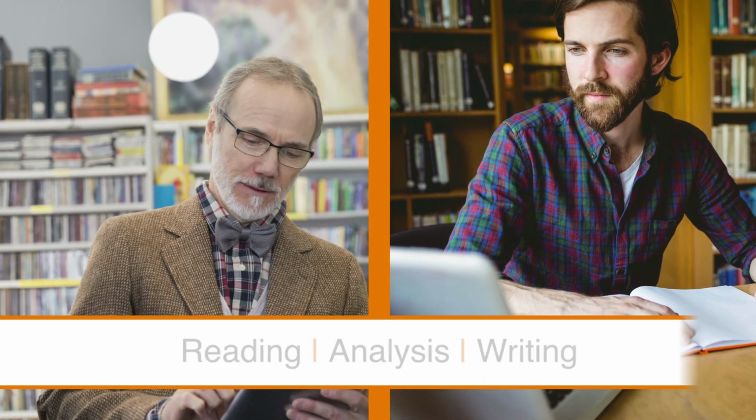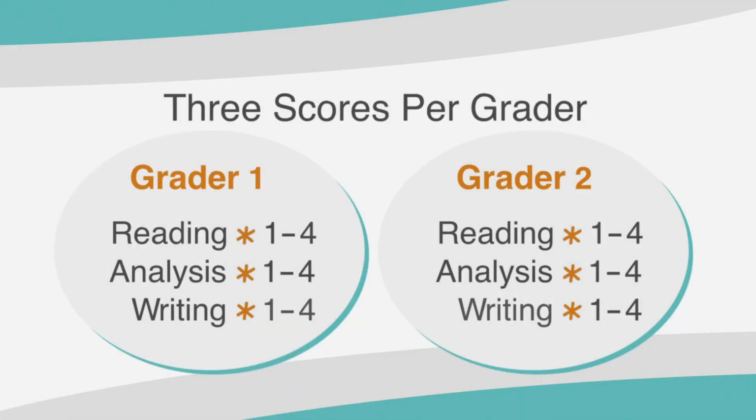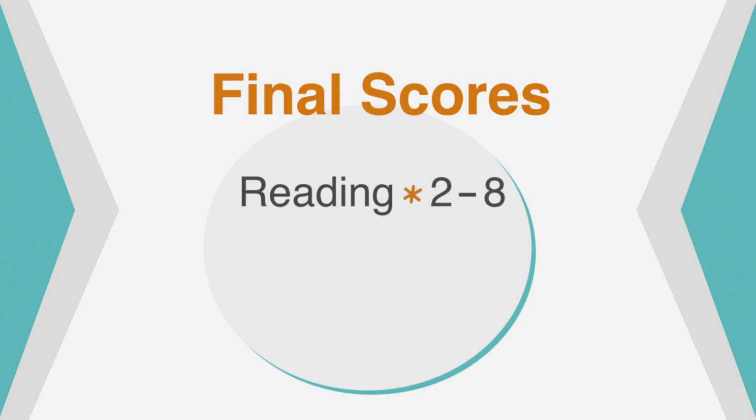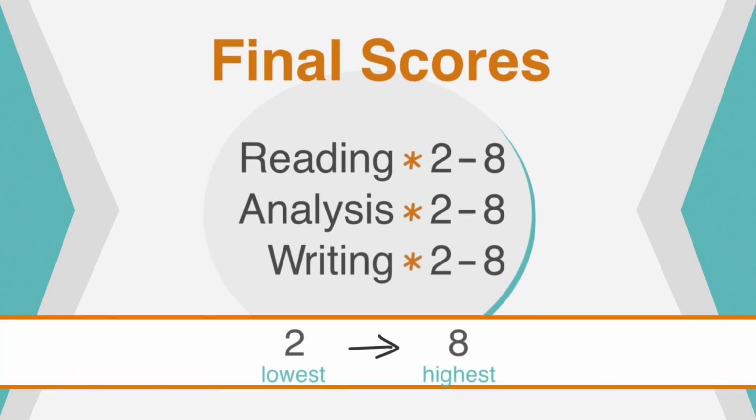They will be evaluating your essay in three separate categories: reading, analysis, and writing. You will receive 3 scores per grader. Each grader will give your essay a score from 1 to 4 in each of the 3 categories. The 2 graders' scores will then be added together, so your essay will get 3 final scores. Your reading score will be between 2 and 8, your analysis score will be between 2 and 8, and your writing score will be between 2 and 8. 2 is the lowest possible score, and 8 is the highest possible score.